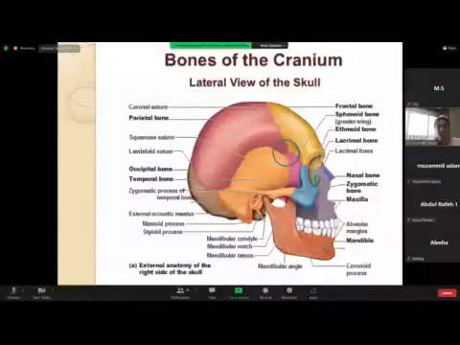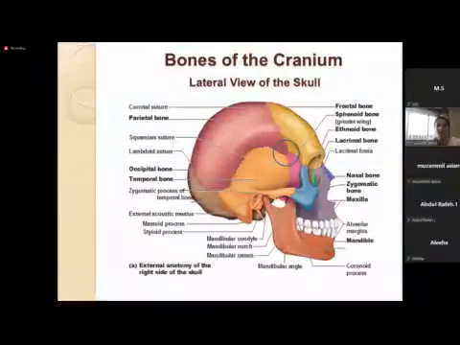The bones of the skull are basically attached to each other through sutures, which are fibrous joints. And these sutures are, we have this coronal suture.